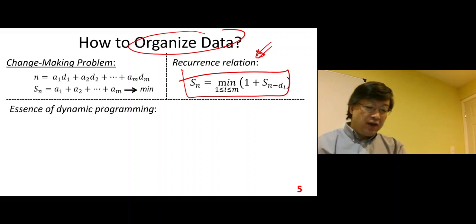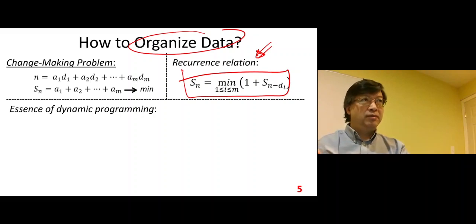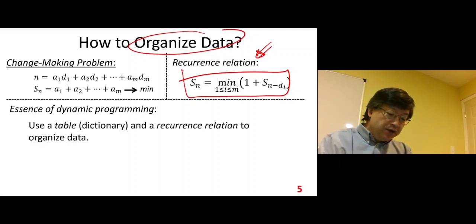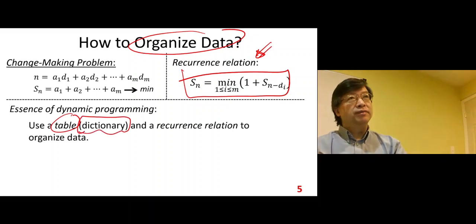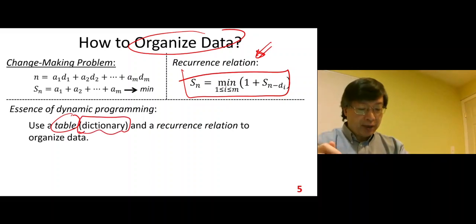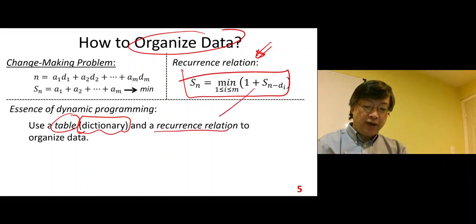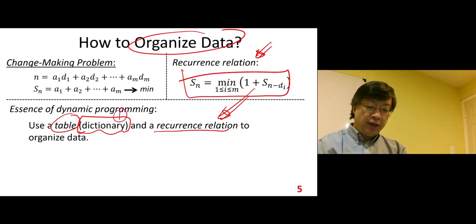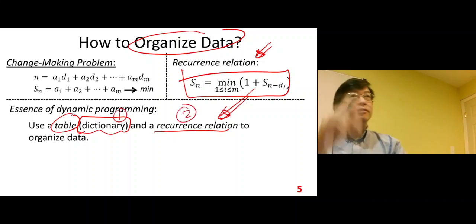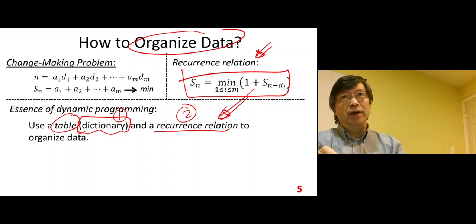The essence of dynamic programming is those two key components. Use a table as the data structure, sometimes people also call it a dictionary. Table or dictionary, the same meaning. And the recurrence relation. Component one, component two, to organize data. That's the essence of dynamic programming.